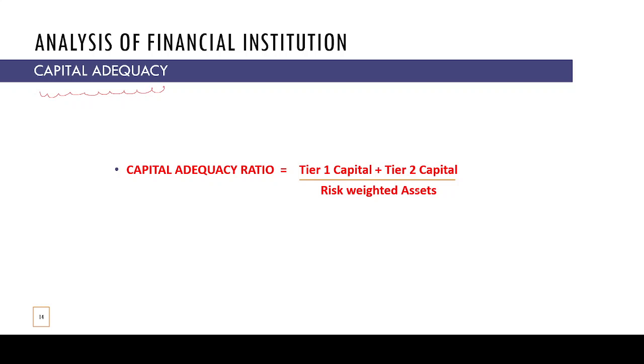Okay. So before discussing what tier 1, what tier 2 and what risk weighted assets are, we are going to discuss what the capital adequacy ratio is trying to tell us. Now, the capital adequacy ratio helps us check whether banks have enough capital to absorb losses and protect the depositors' money. Okay, so we have the formula of the capital adequacy ratio. Now we'll discuss what tier 1 capital is, what tier 2 is, and what risk weighted assets are.